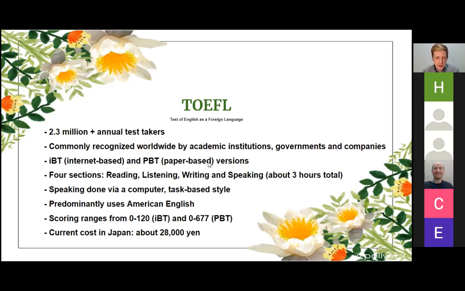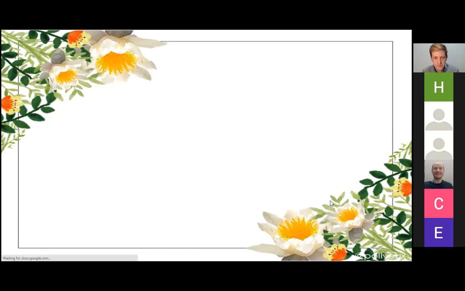Scores range from 0 to 120 for the internet-based test, and the bizarre 677 is the top score of the paper-based test. It is very expensive. It's about 28,000 yen.